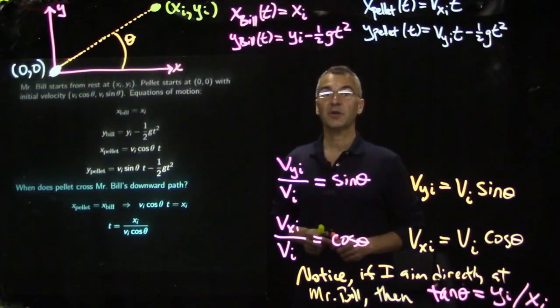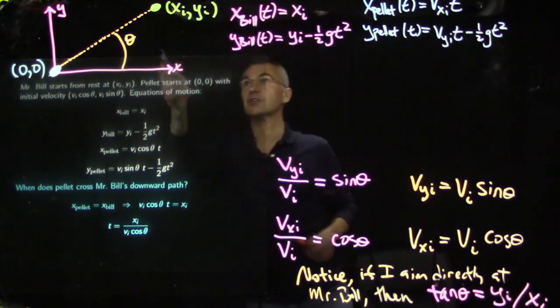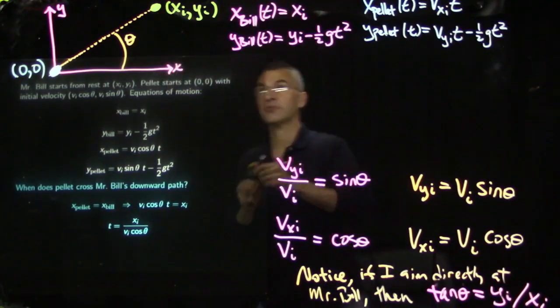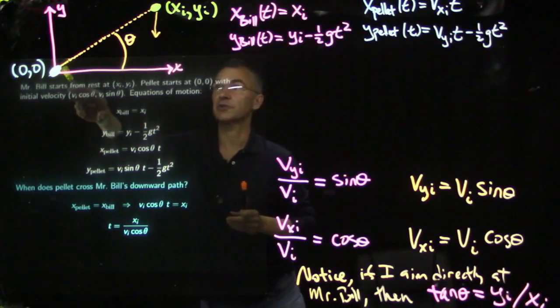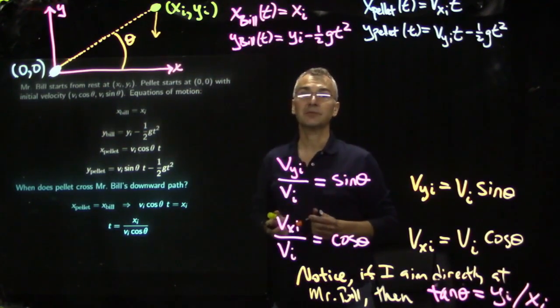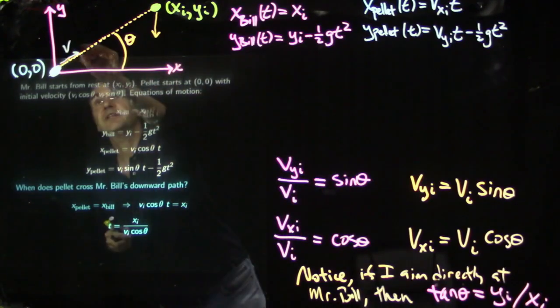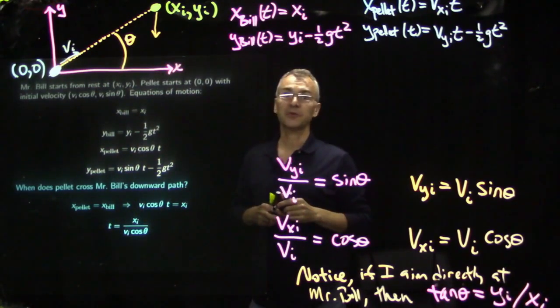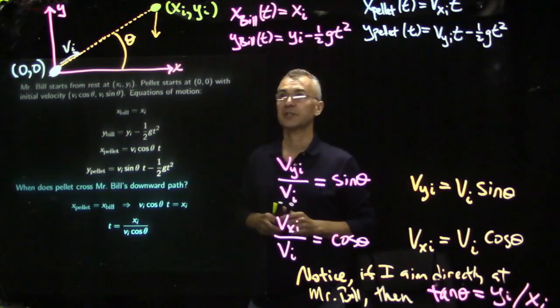So let's review our assumptions. Mr. Bill starts from rest at x initial, y initial, and he drops straight down. The pellet starts at x equals 0, y equals 0. And let's say I am going to aim directly toward Mr. Bill. The pellet starts with some initial speed, v initial. There's going to be some angle with respect to the horizontal when I take that initial speed and turn it into an initial velocity with x component and y component.